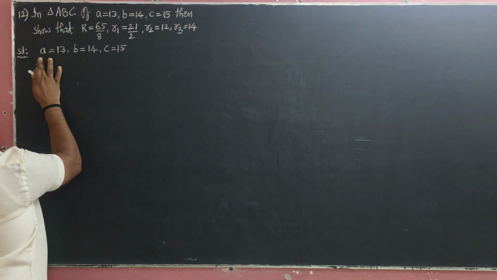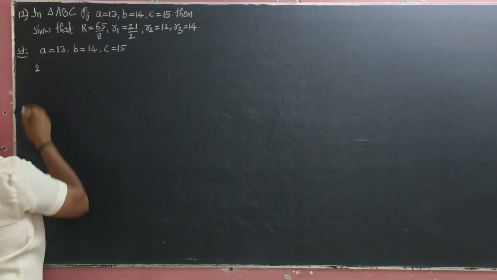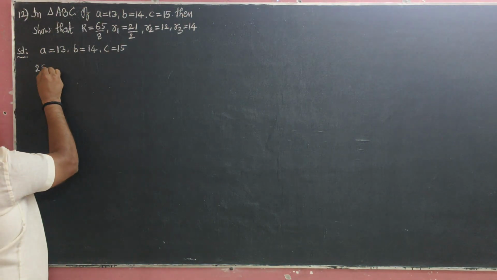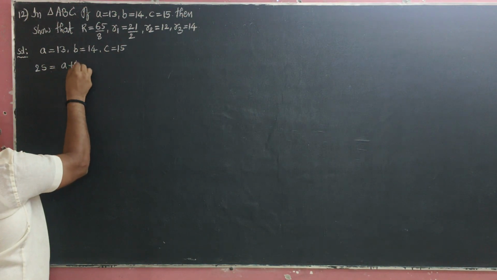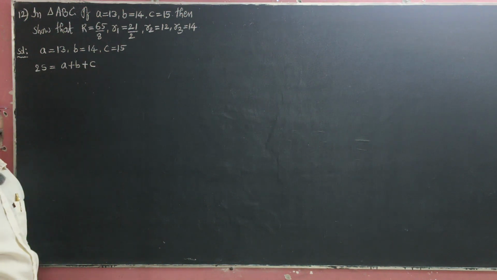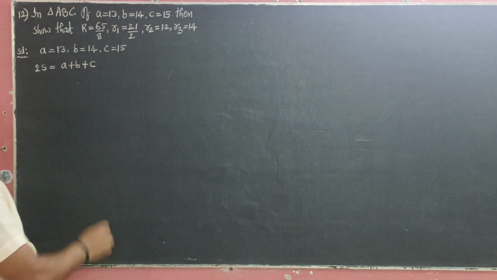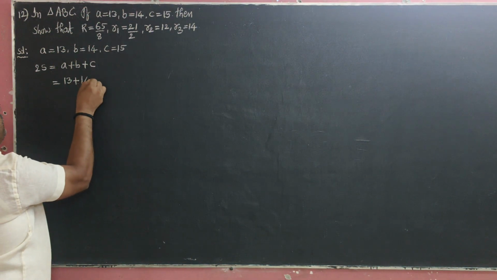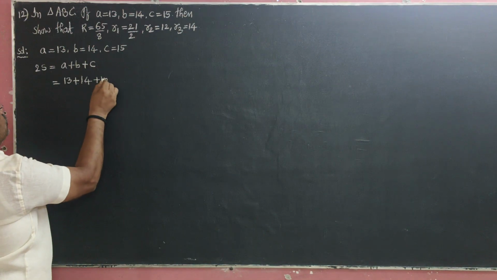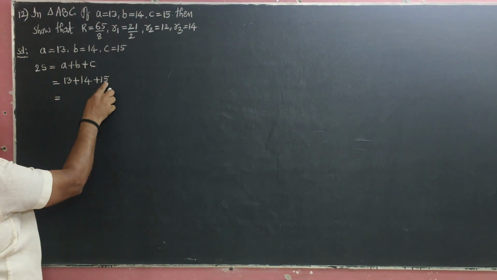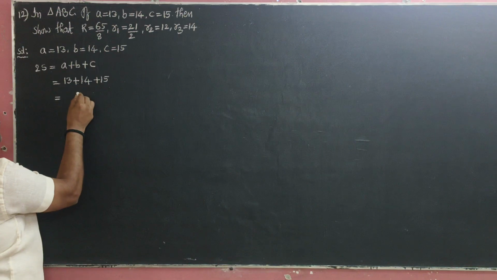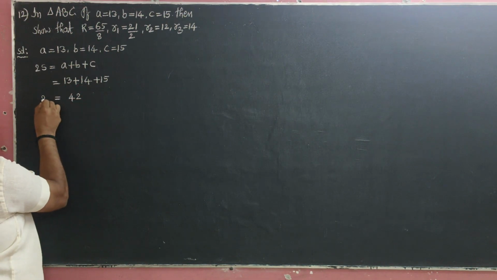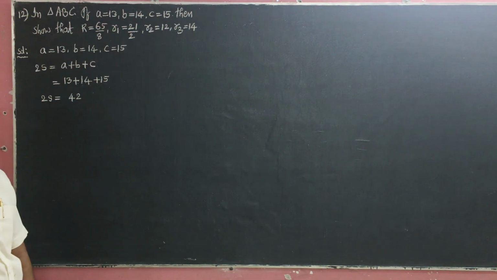So we have the formula 2s equals a plus b plus c. The a, b, c values are already there, so substitute the a value, b value and c value. So 13 plus 14 plus 15: 5 plus 4 is 9, 9 plus 3 is 12, 1 carry plus 1 is 2, 3, 4. So 2s equals 42.